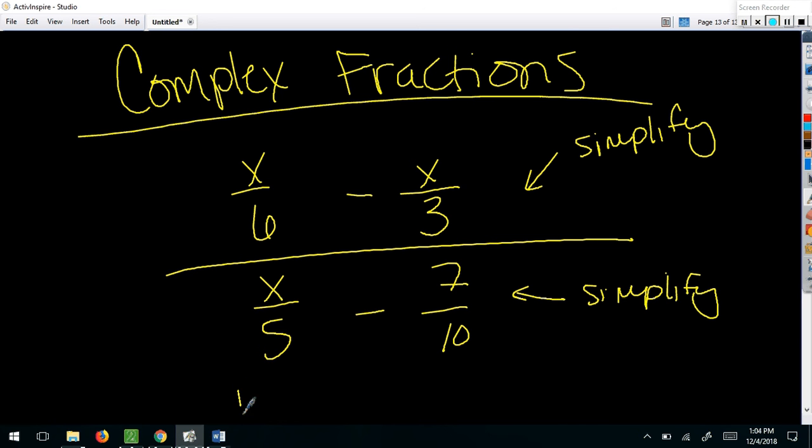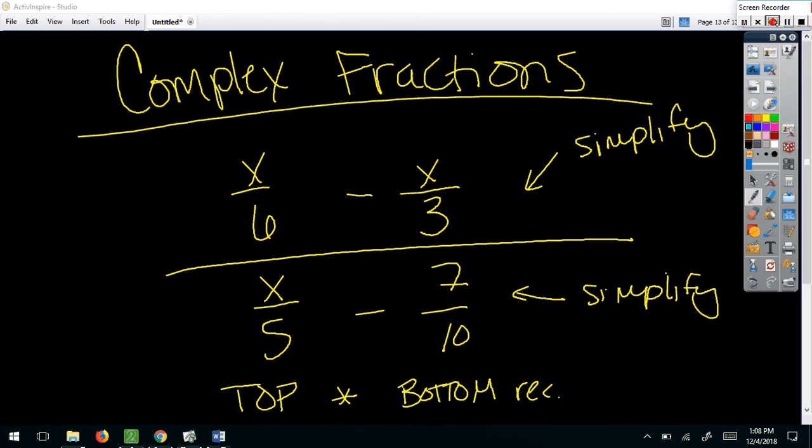And then we're going to take the simplified top and multiply it by the flip of the bottom, right? Bottom reciprocal. And I'll set this one up for you the way I do it, because I think my way is easiest, because I think it's the best.